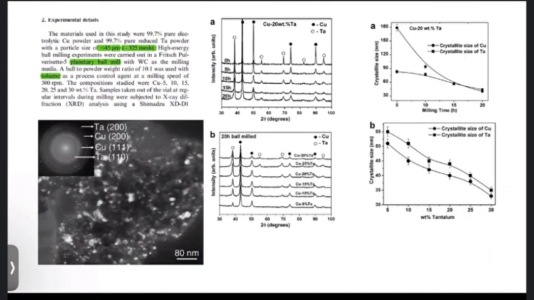So these are the experimental details. To make copper tantalum, they have taken 99.7% pure copper powder and 99.7% pure tantalum powder. The particle size is 45 micrometer, and if I ball mill this, what should be the expected size of the particles after ball milling? Any range, any idea, any number you have in your mind?